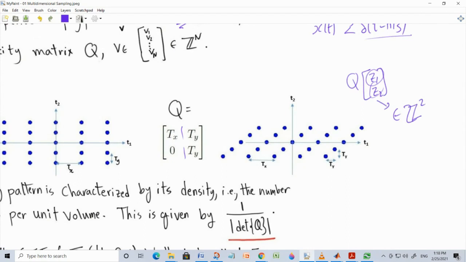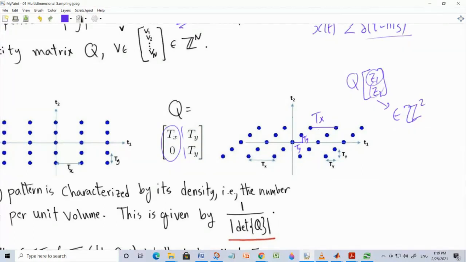Okay, so you move with a distance Tx. So Tx, 0 here means that this separation here is Tx, but then in the y direction, if you have a point here, to go to the next point, you will have to move Ty here and Ty there. So again, you take this matrix, you multiply it by a vector of 2 integers, and you will generate this pattern, and of course it extends to infinity in all directions, and it is also a valid sampling pattern.